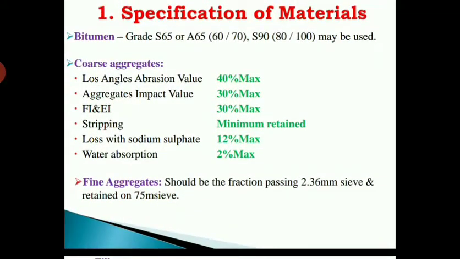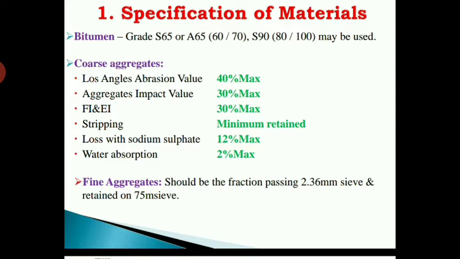So here the bitumen grade is S65 or A65, that is a different coding word of the bitumen. So it stands for either 60/70 or 80/100. So that is the penetration value. So that is the grade of the bitumen we can use in the dense bituminous macadam.